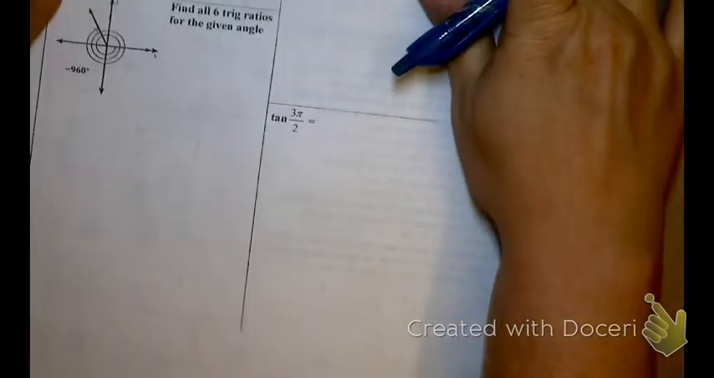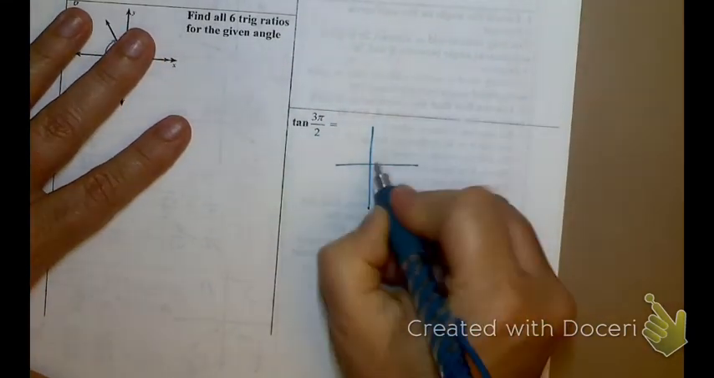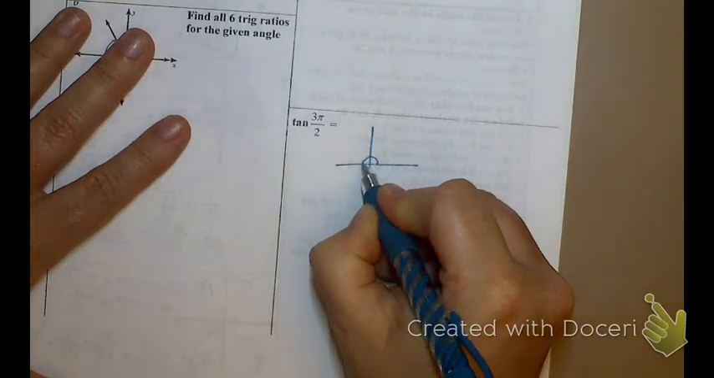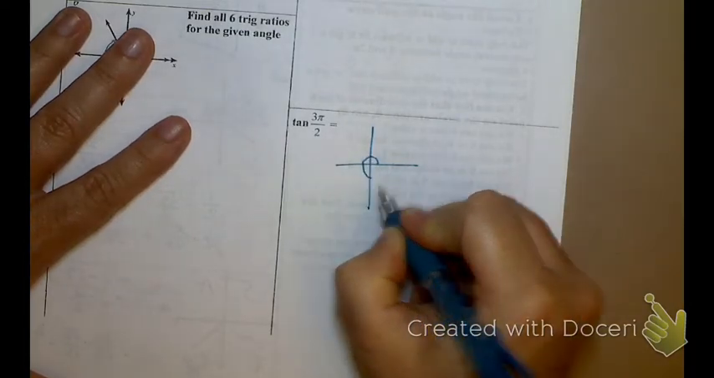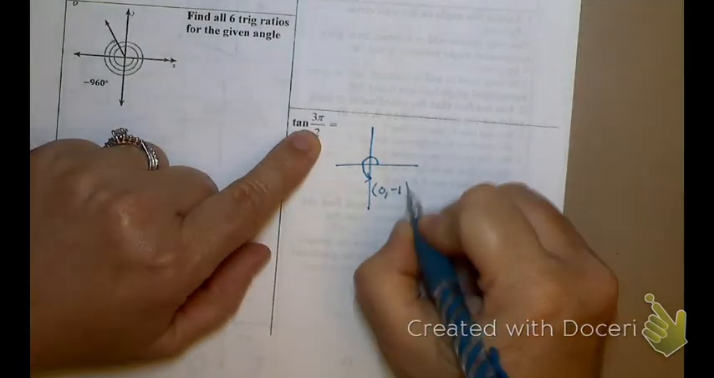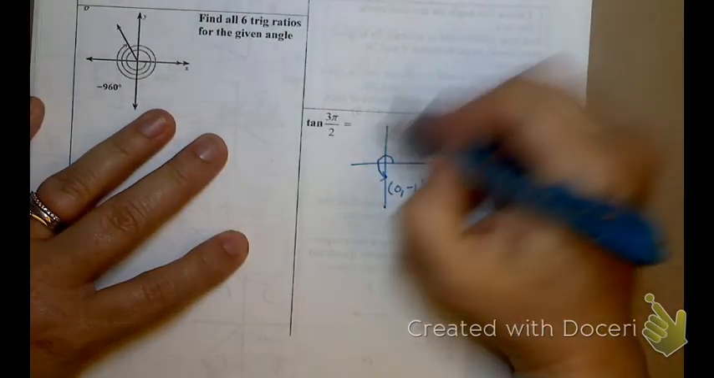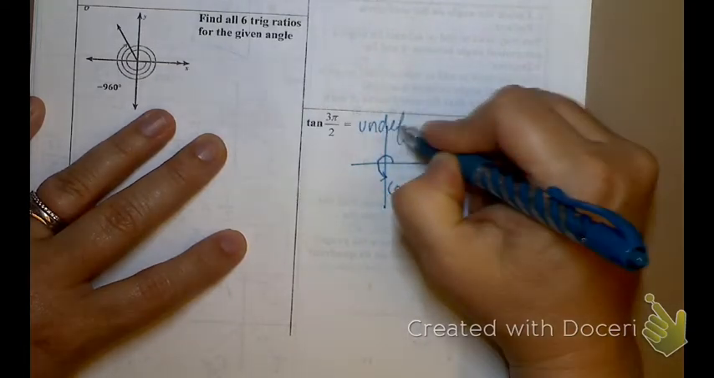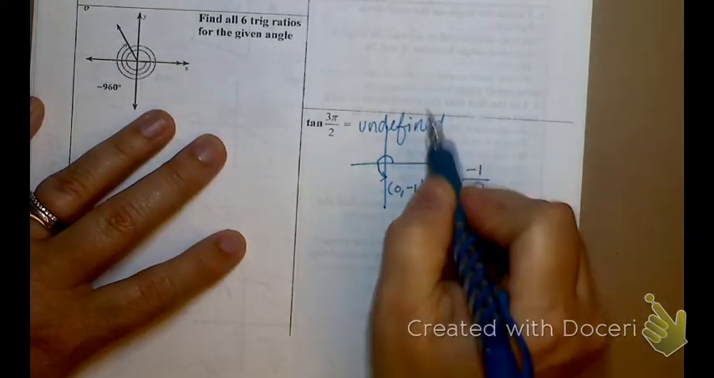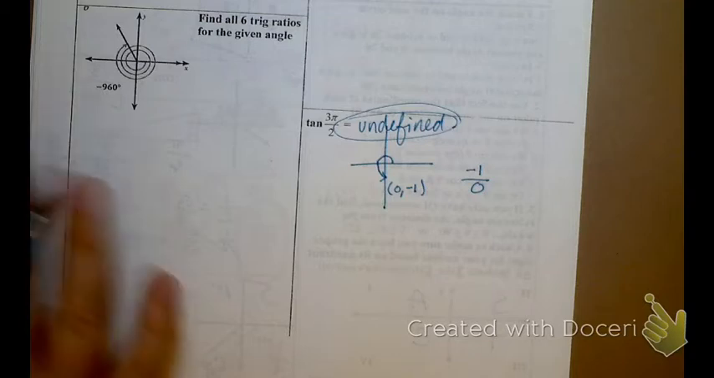So if I did the tangent of 3 pi over 2, this is very similar. 1 pi over 2, 2 pi over 2, 3 pi over 2. Again, it's that same point, (0, -1). Tangent is sine over cosine. What is it? Undefined. Guys, you can't have a 0 on the bottom.